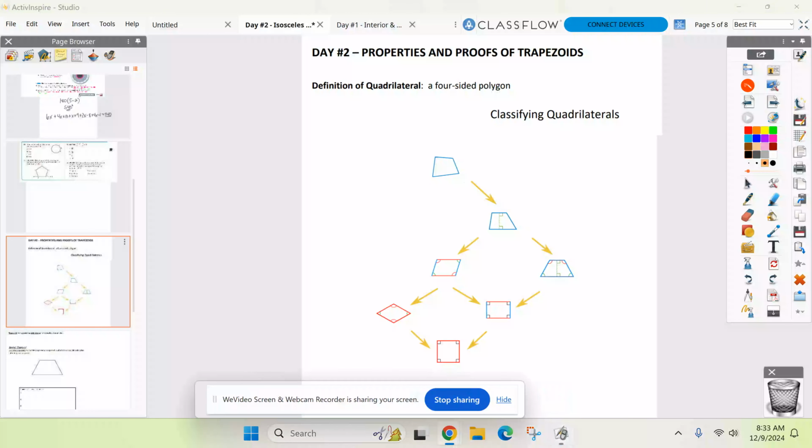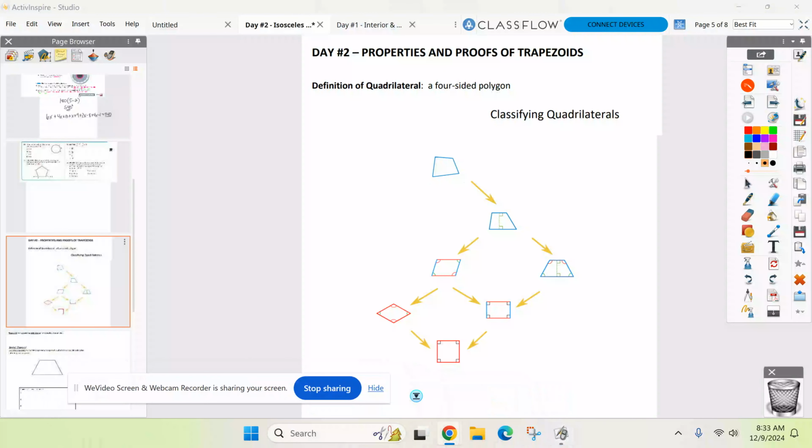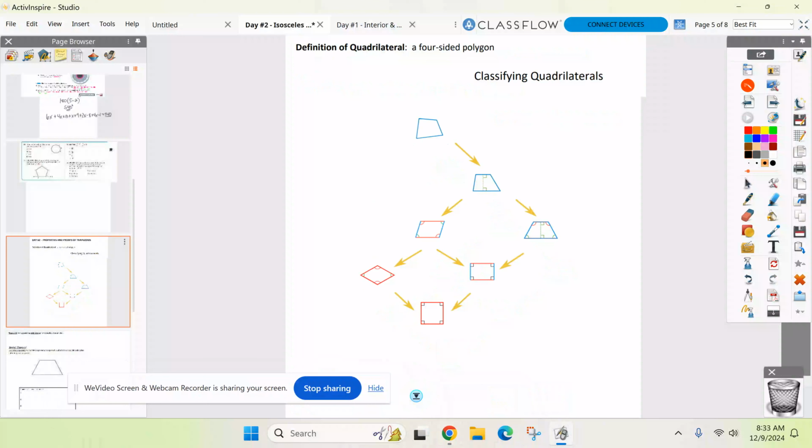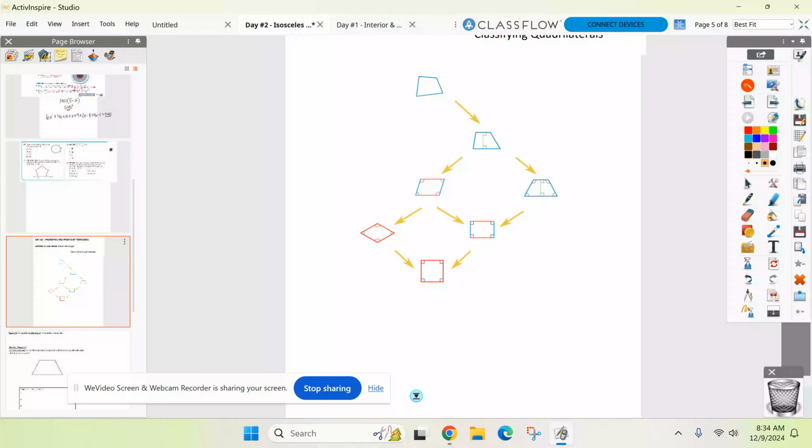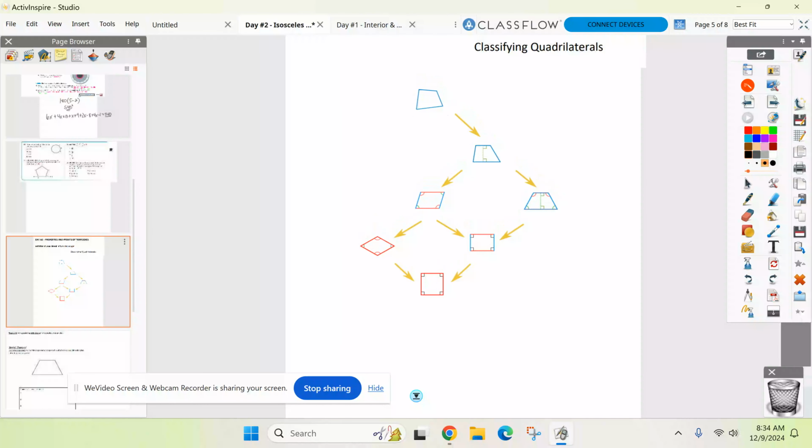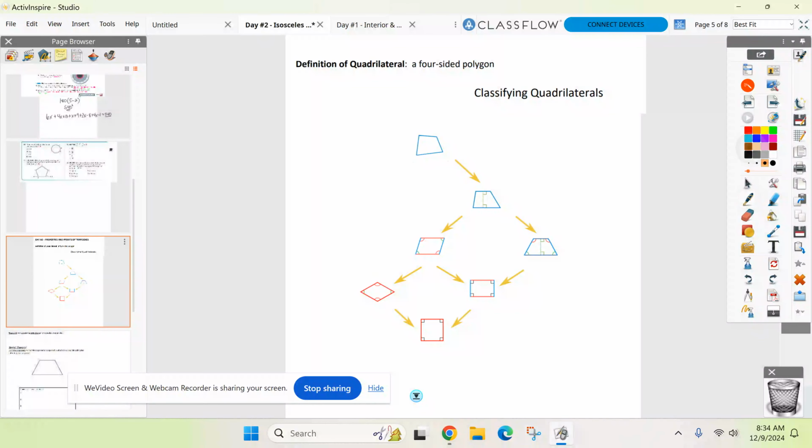Figure, I want to introduce you to all of them that we're going to talk about and why this is set up the way it is on your front page here. This is the family tree, I call it. The family tree of quadrilaterals. It has all the quadrilaterals we'll study. It starts right up the top with just a quadrilateral.